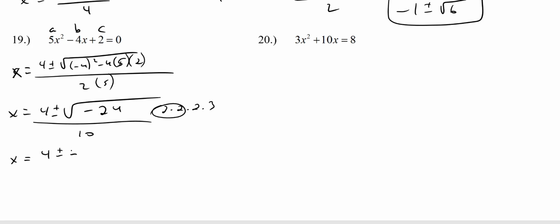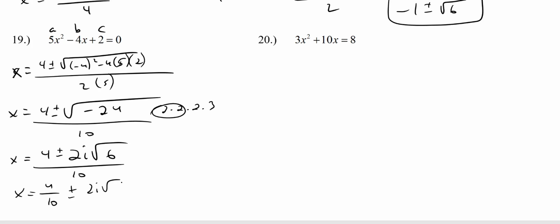Or, sorry, just 2i. Let me get rid of that little schmutzky there. Okay. So it's 2i, and then left over is root 6 over 10. All right, so I can split that up again. X equals 4/10 plus or minus 2i root 6 over 10.